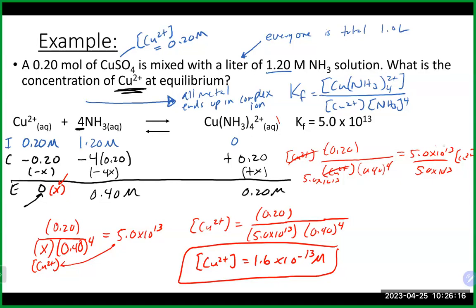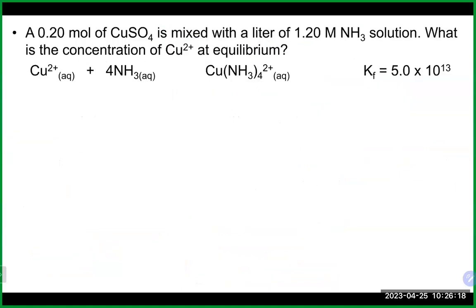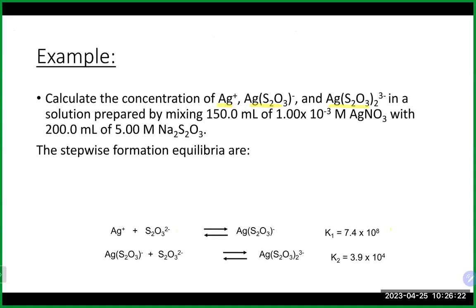Obviously, that gets away on that side. All right, why don't you try one here? Let's try this one. We want to know in this particular case, what is the concentration of silver? The concentration of AgS2O3 minus, in a solution that's prepared by mixing 150 milliliters of 1 times 10 to the minus 3 silver nitrate with 200 milliliters of 5 molar sodium thiosulfate.